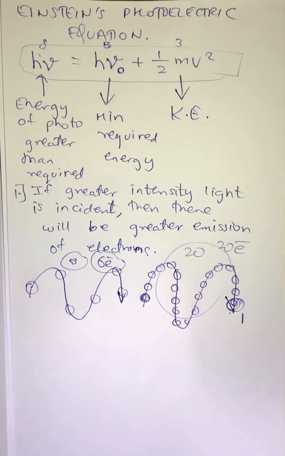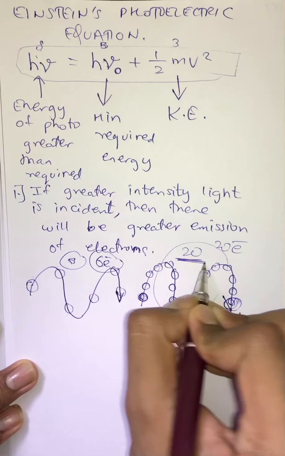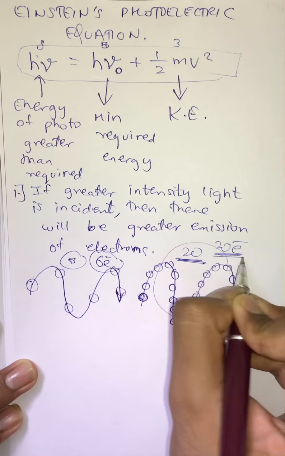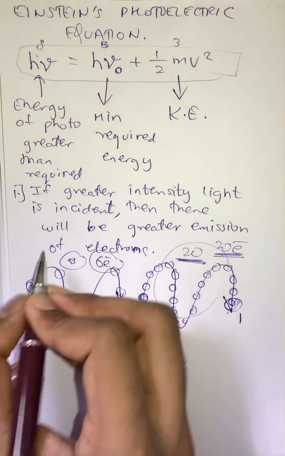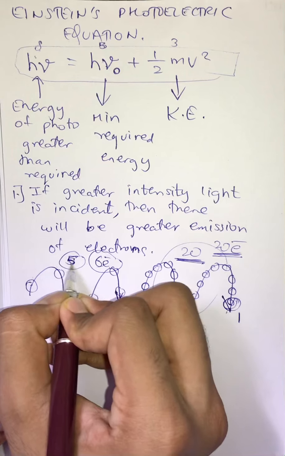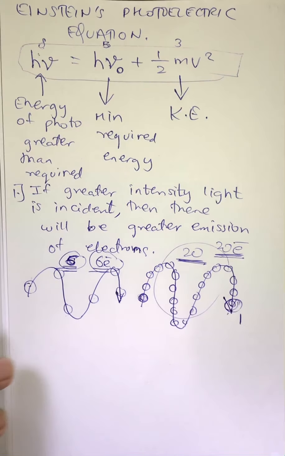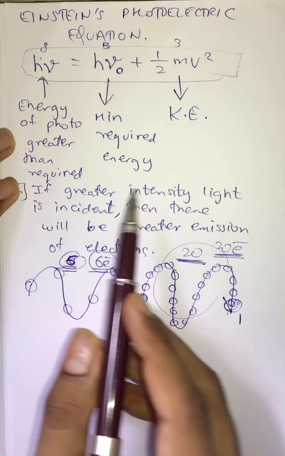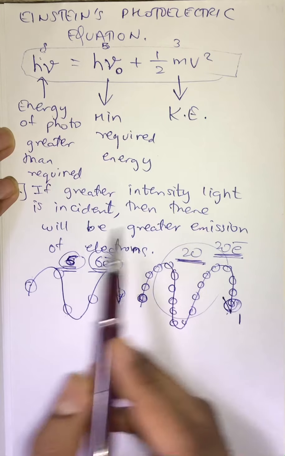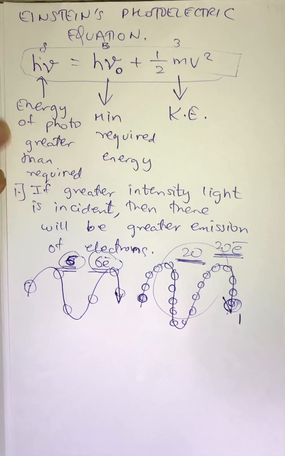So what we have seen here is that the greater the intensity, the greater will be the emission of electrons, and the lesser the intensity, the lesser will be the emission of electrons. I hope this point is clear. If greater intensity of light is incident, then there will be greater emission of electrons.